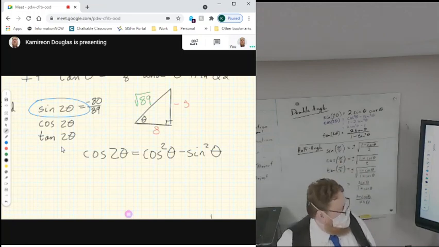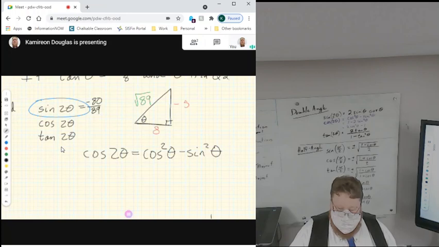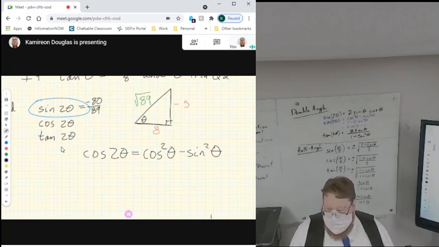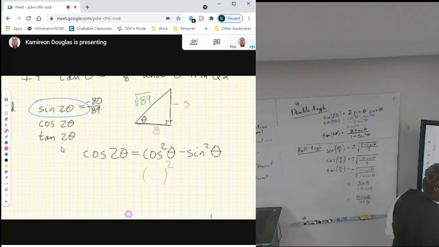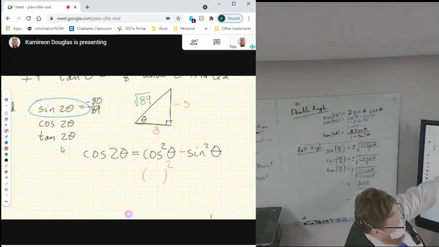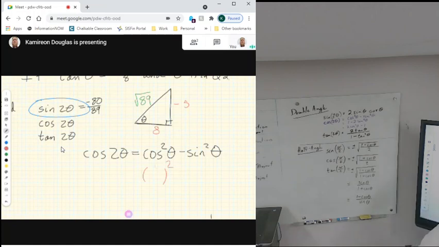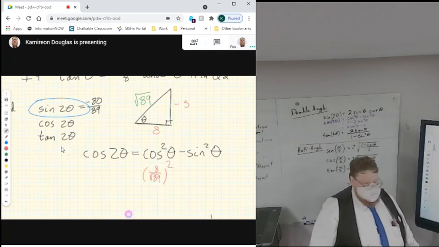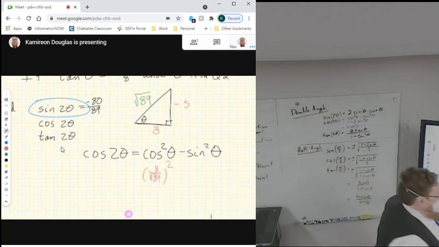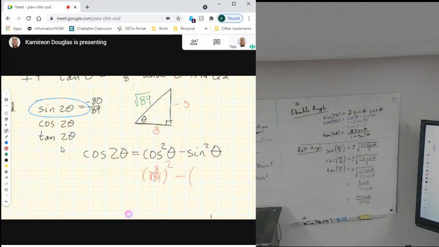Well, let's find out. Okay, so now I've got my equation. I rewrote it as cosine squared minus sine squared. I want to plug in and get my solution. So I do cosine squared. I write the cosine function and then I will square it. According to my picture, the cosine function is adjacent over hypotenuse, so that'd be 8 over 89. So the cosine function squared minus sine squared. I do my sine function and I square it.